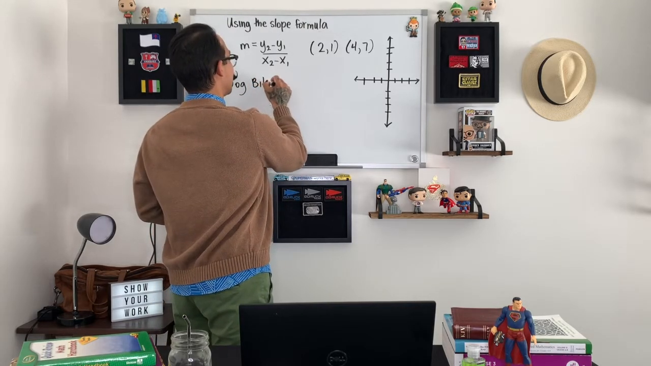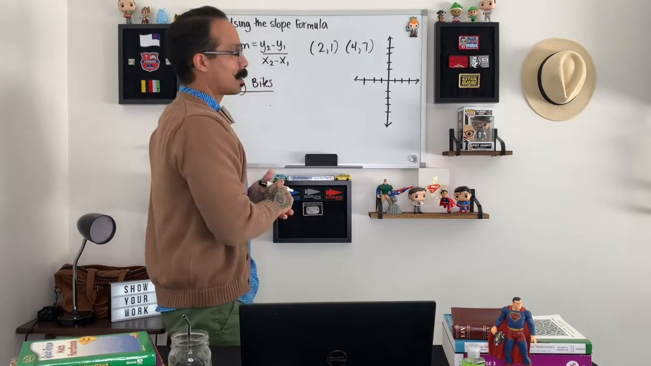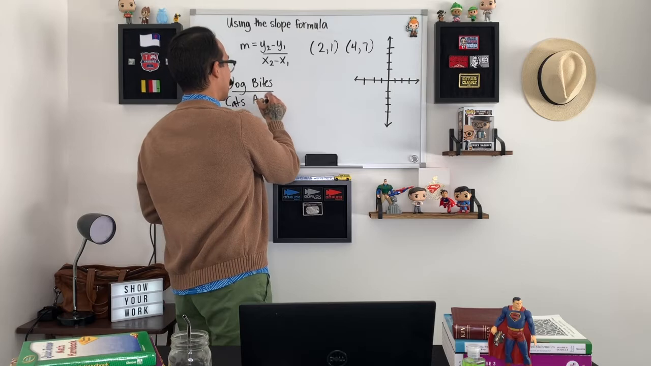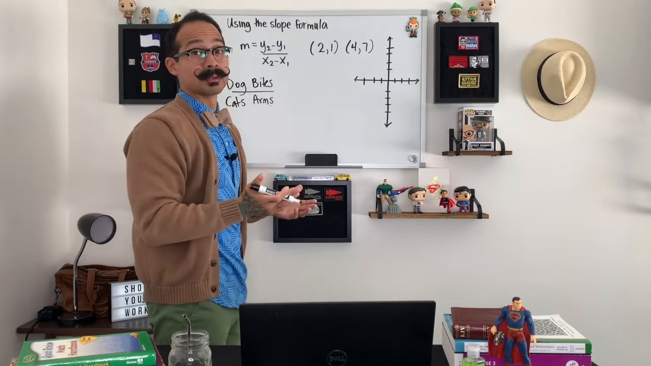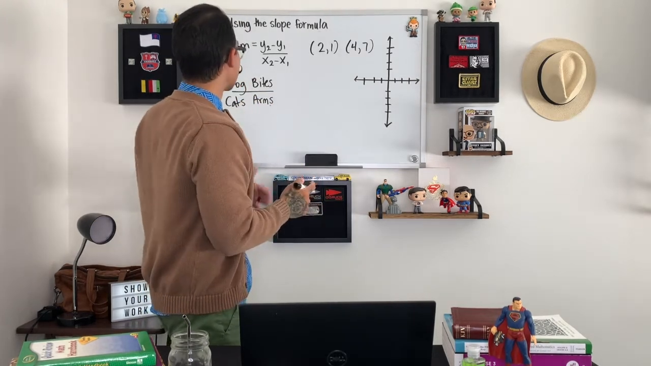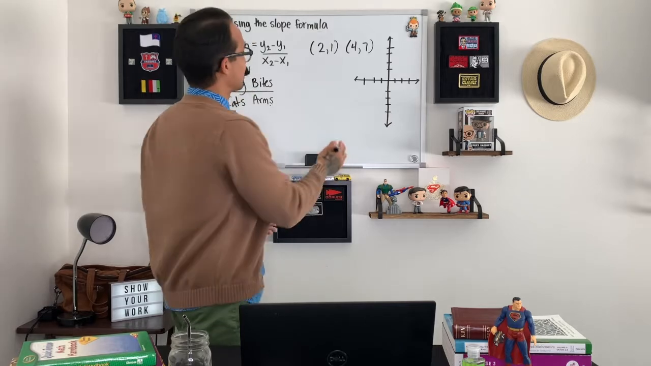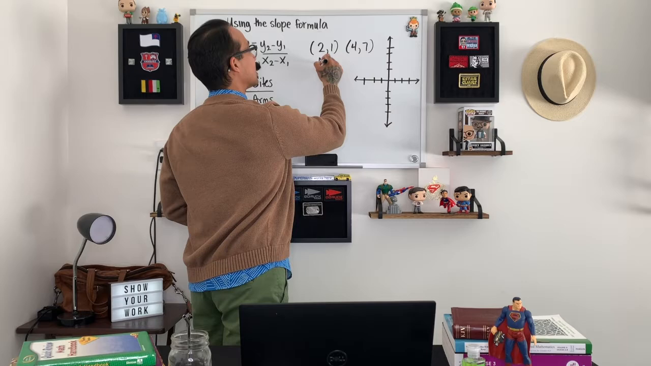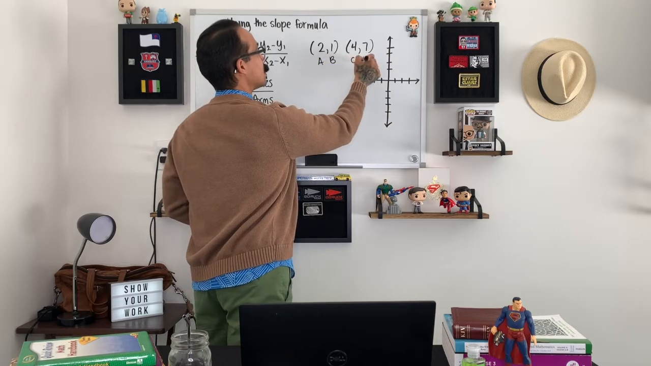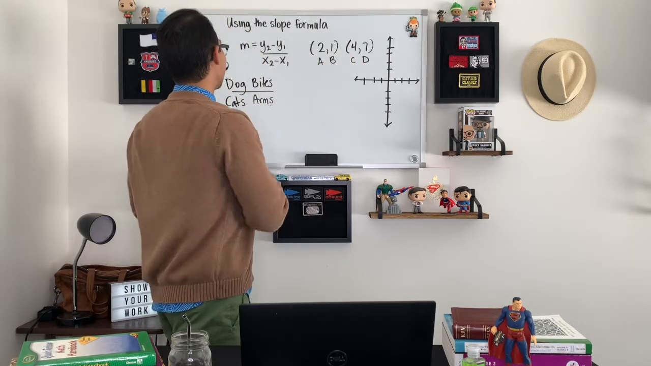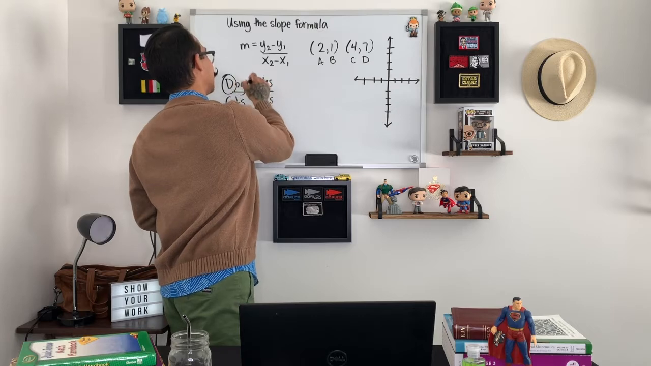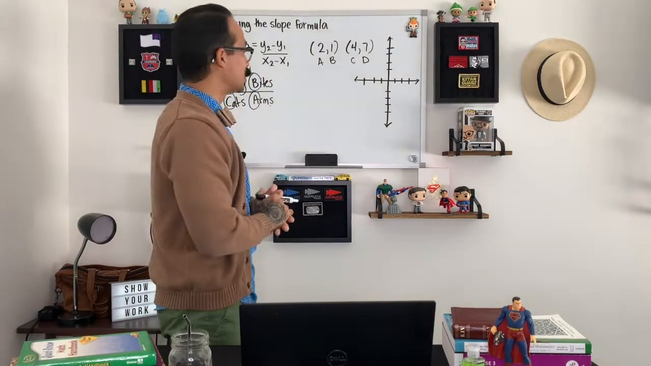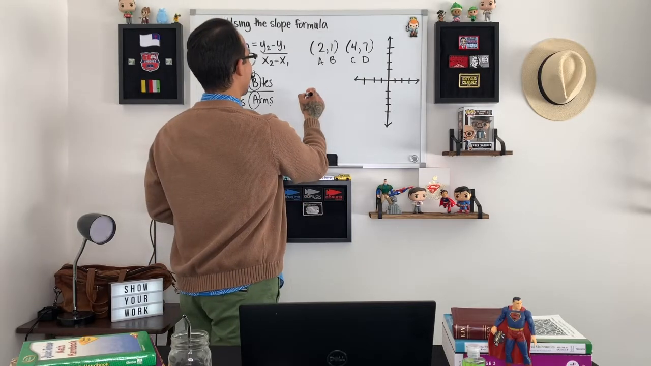The one that I found goes like this. Dog bites cat's arms. Forgive me if you're a cat lover. Dog bites cat's arms. The way that this works is if you have those two ordered pairs, you would simply label them A, B, C, D, and then wherever you see A, B, C, or D, you would substitute those values.